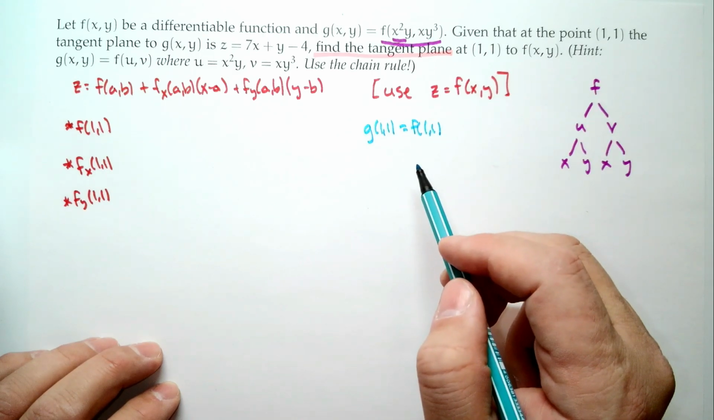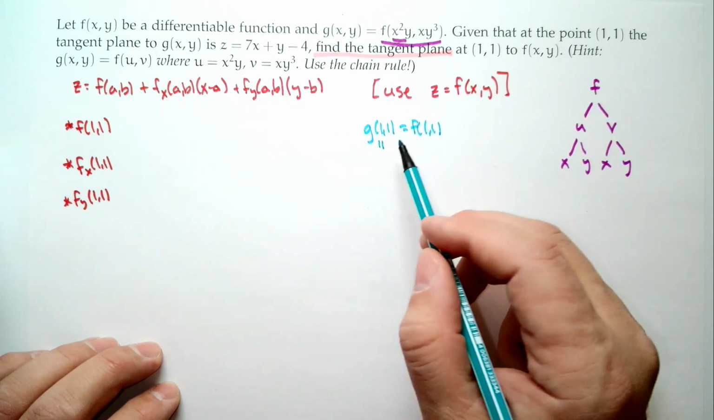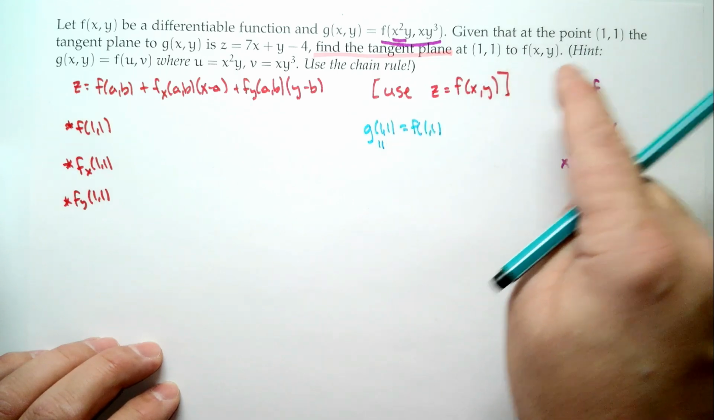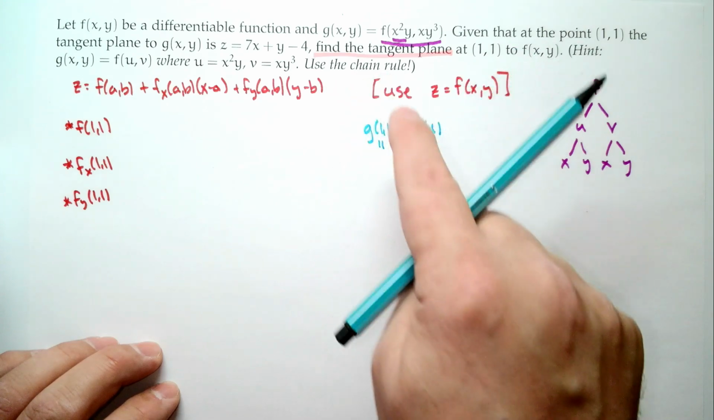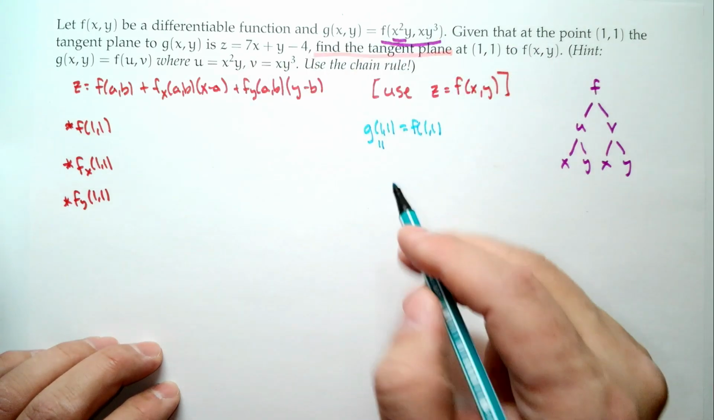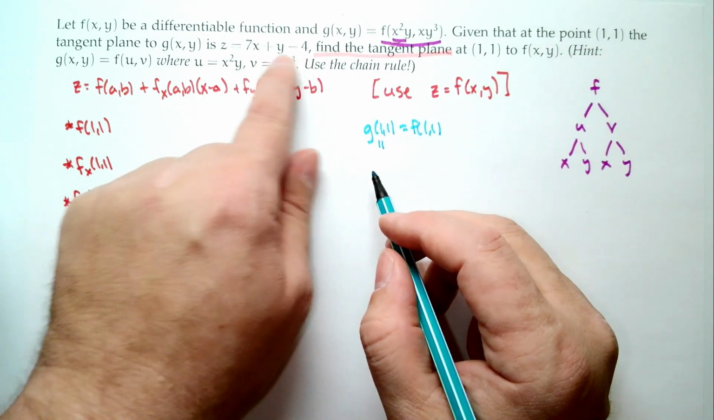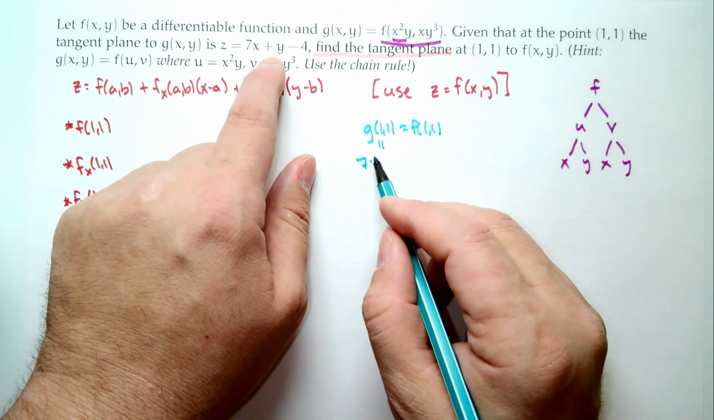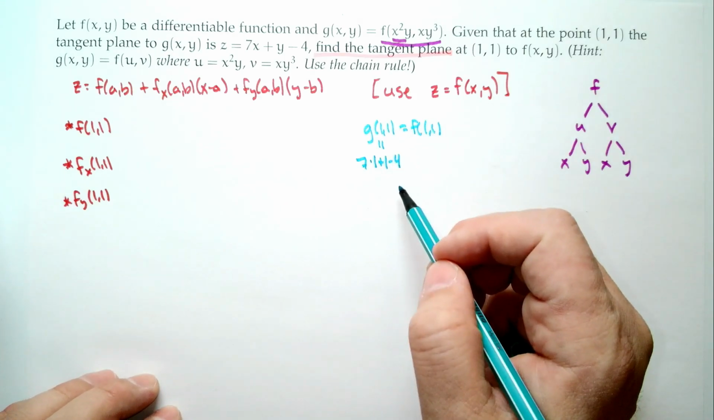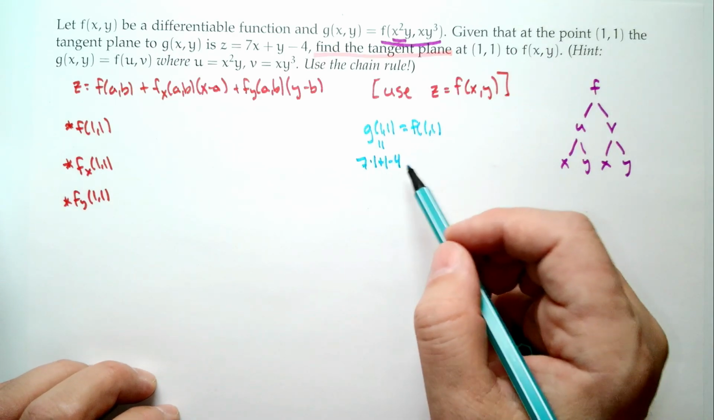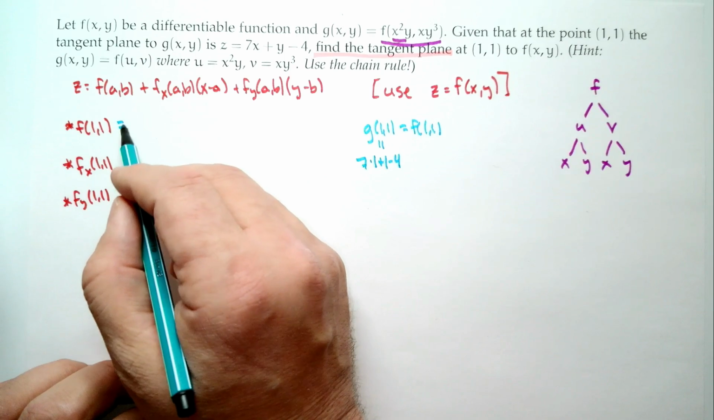I know that's true, but I also know that because the word tangent means to touch, the tangent plane to g will touch g. So if I plug 1 into this tangent plane, 7 times 1 plus 1 minus 4, that's equal to g of (1, 1). And therefore, the conclusion is that f of (1, 1) has to be 4.